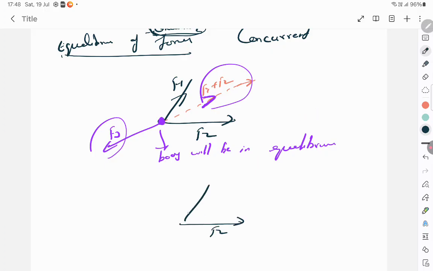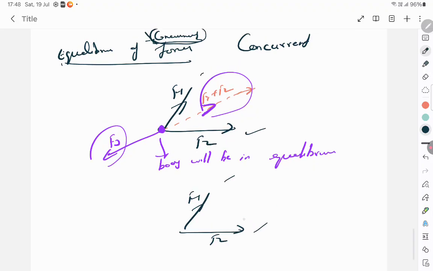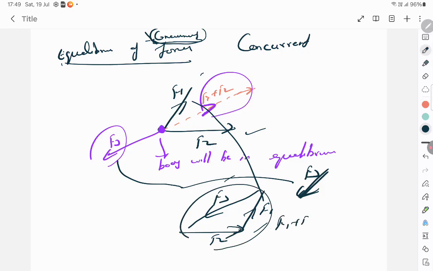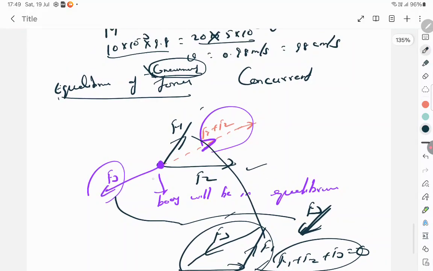The F2 can be drawn like this, and F1, as you can see, I've drawn parallel. F2 here and F1 here. This F3 is like this. So what you could do is shift this F1 here, which is still parallel to the original F1, and draw F3 like this, parallel to this F3. Can you see by triangle law, F1 plus F2 plus F3 is equal to 0, and therefore we can conclude that forces acting at the same point in the body are called concurrent forces.